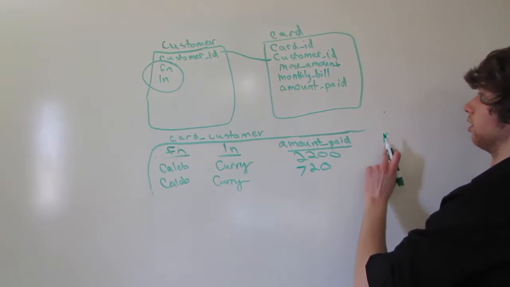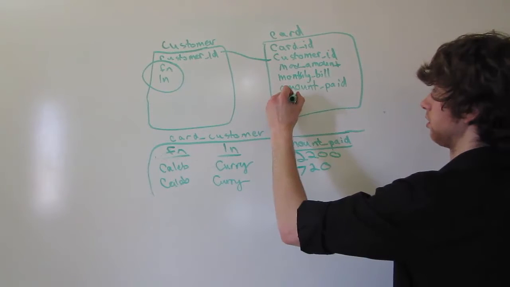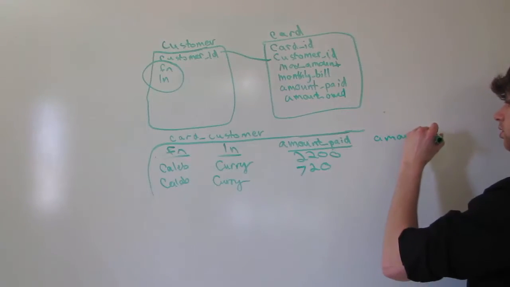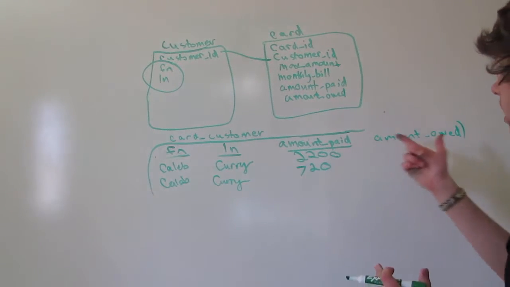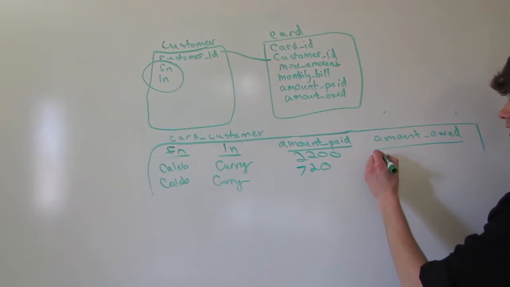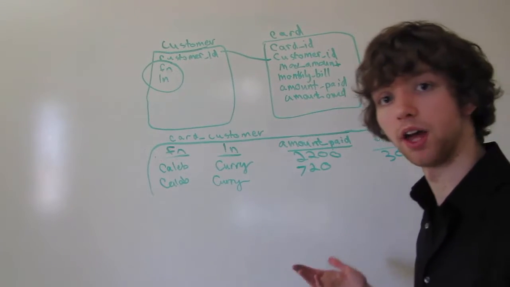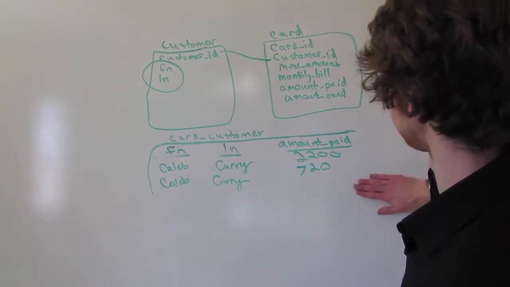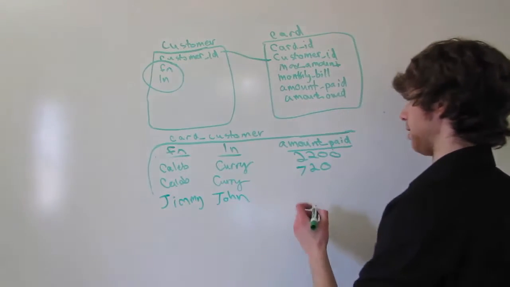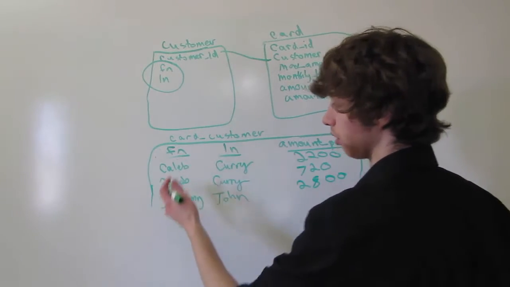So that's basically, we could have a column on here such as amount owed, and we could have that in here too, and that would basically say how much they paid out of how much. So within here we could have amount owed like $3,000, which is basically saying $2,200 out of $3,000. If you wanted to do that, you could do that, but for simplicity's sake, let's keep it like this. And then we could have Jimmy John, and the amount paid could be $2,800, and so forth. You could make more rows if you wanted.